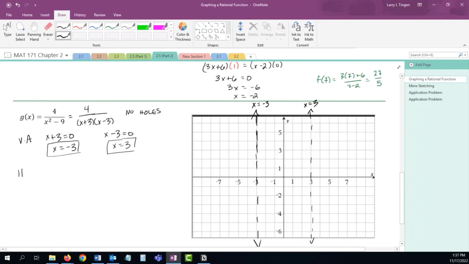Horizontal asymptote. Leading coefficient. Let's see, what have I got? Sorry, degree. The degree of the numerator is 0 here. The degree of the denominator is 2. Whenever the degree of the denominator is greater than that of the numerator, the horizontal asymptote lives at y equals 0, which is just the x-axis.